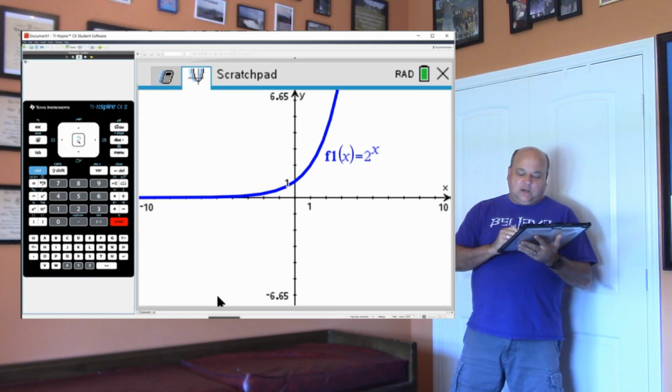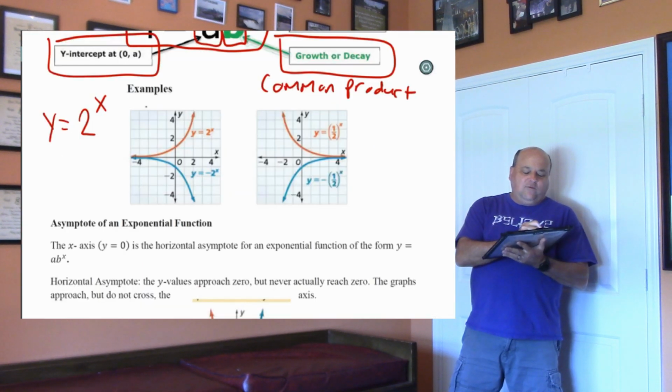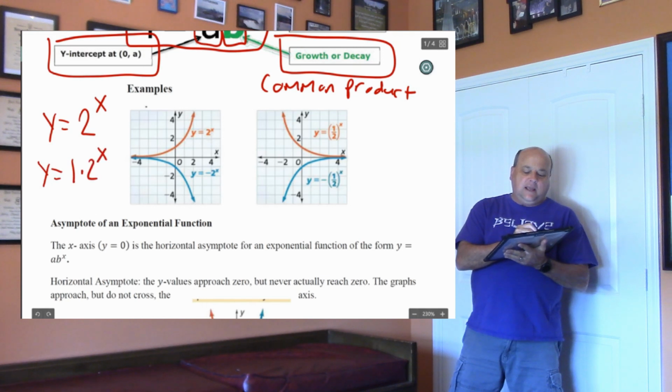And notice we have this graph, don't we, okay? Now then, let's go back to the paper. If you have y equals 2 to the x, it's really y equals 1 times 2 to the x. The 1 is your y-intercept, and the 2 is called the common product.